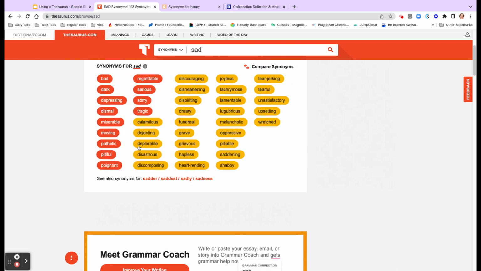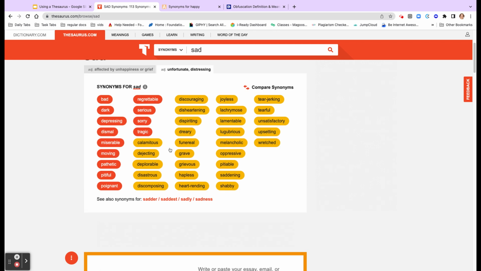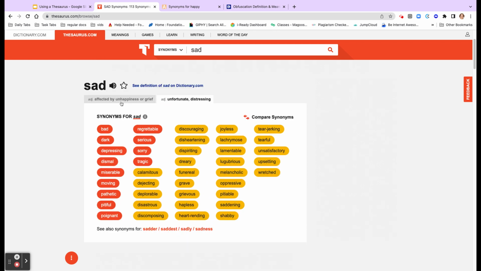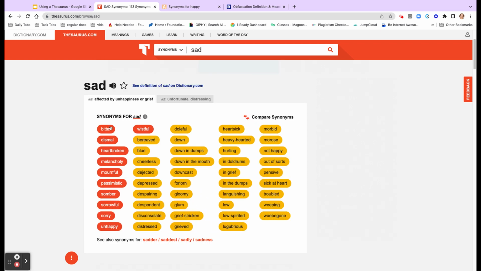He was feeling dejecting. You may need to make sure you're putting in the right word. But he was feeling bitter. He was feeling dismal. He was feeling heartbroken. He was feeling melancholy. He was feeling mournful. He was feeling pessimistic. He was feeling somber or sorrowful or sorry or unhappy, or wistful. And those are more specific to the word sad.